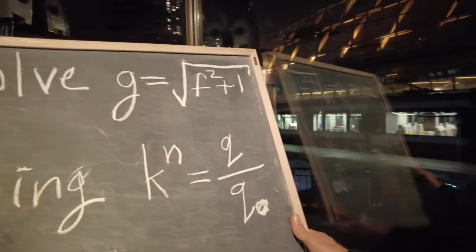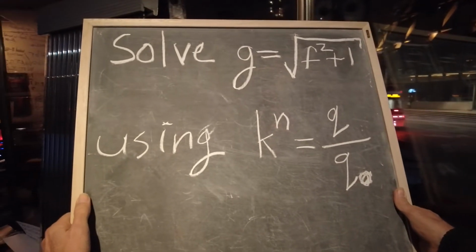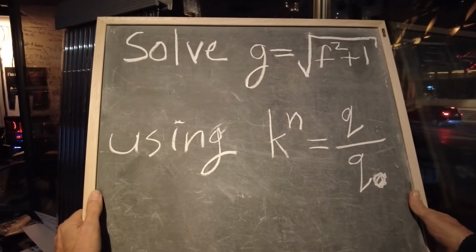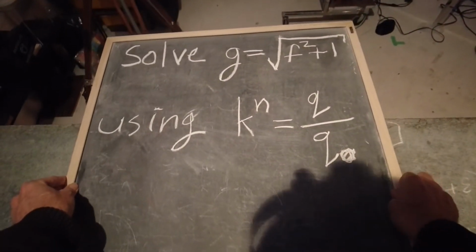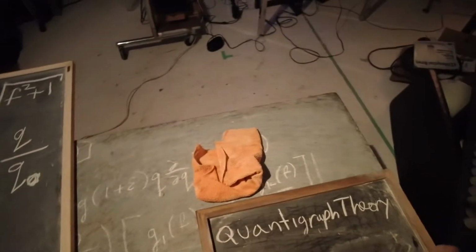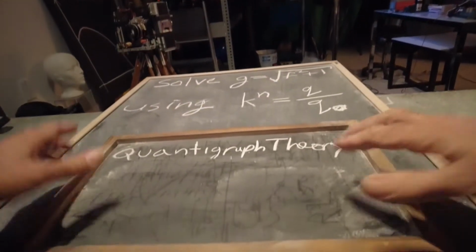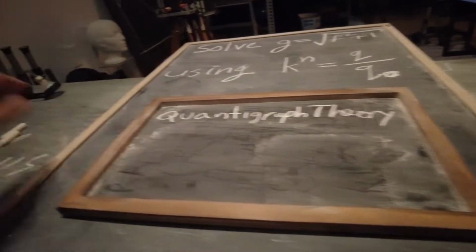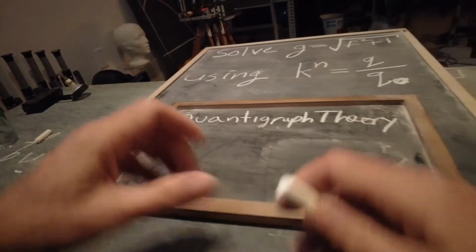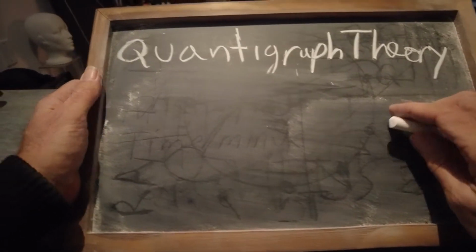So one of the nice things we learned from solving this comparametric equation, g equals square root of f squared plus 1, was a key observation. Because it's such a simple comparametric equation, it gives us a chance to really understand quantograph theory. It comes from the photocell experiment. Quantograph theory is a philosophical way of looking at graphs.